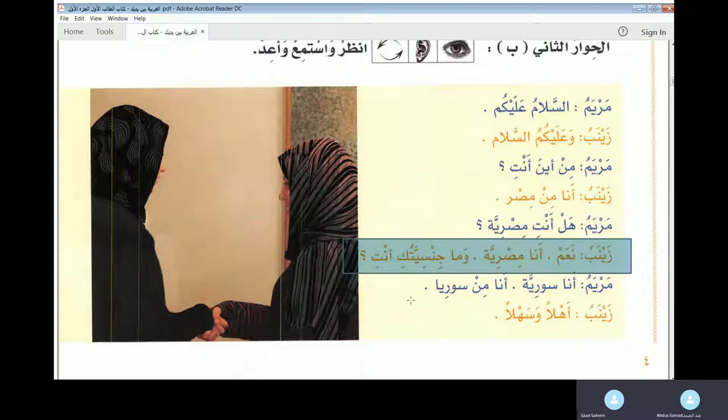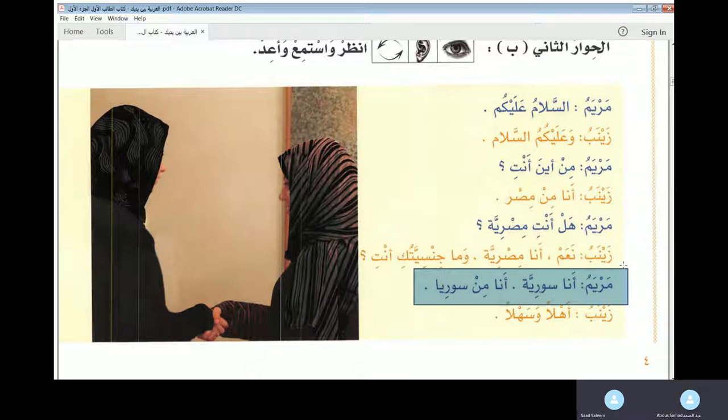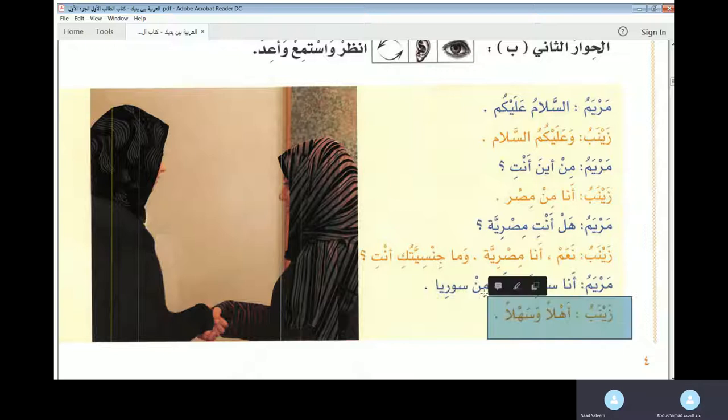Maryam: Ana Suriya, wa min Suriya. I am Syrian. I am from Syria. Zainab: Ahlan wa sahlan. Welcome.